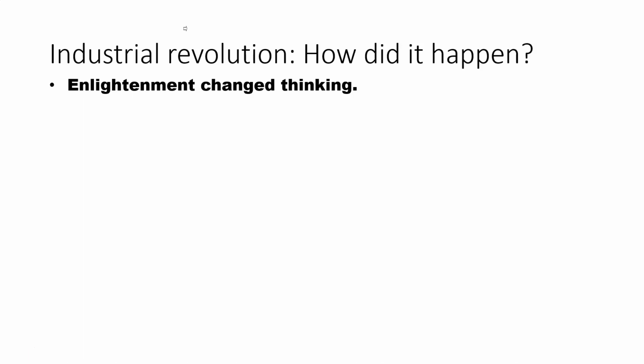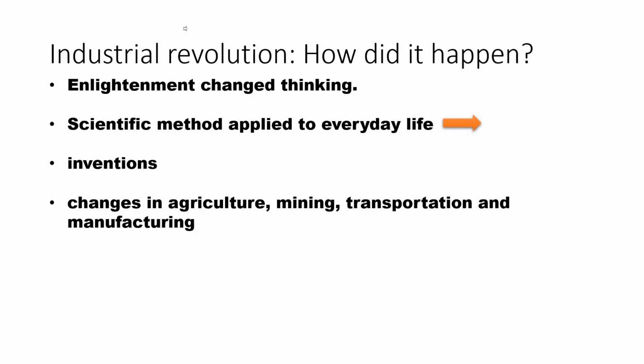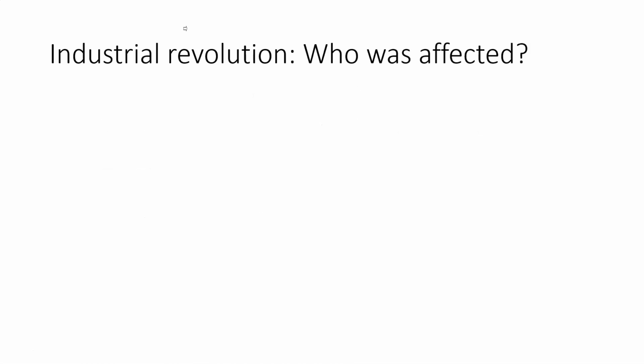The Enlightenment started to question whether things are like they are because God willed it that way. During the Enlightenment, the scientific method, which you learn about in biology or chemistry class, started to be applied to everyday life without a church authority saying, oh, that's the work of the devil. This led to inventions, to changes in agriculture, mining, transportation, and manufacturing.